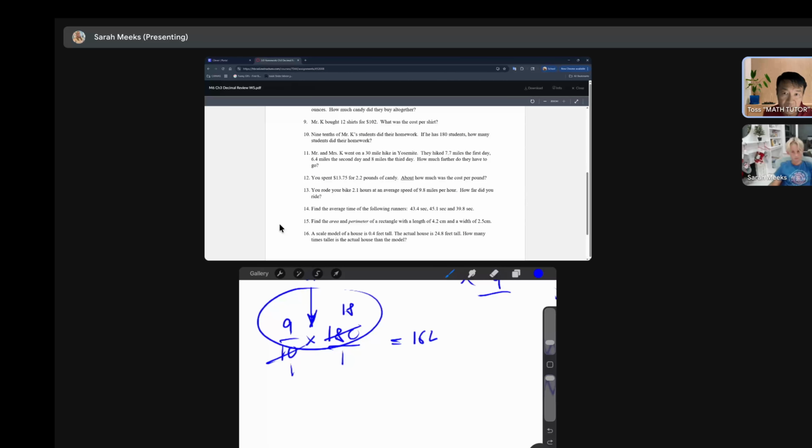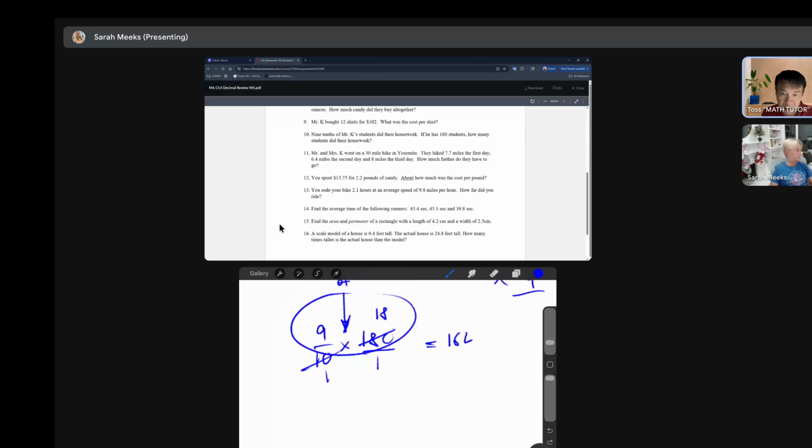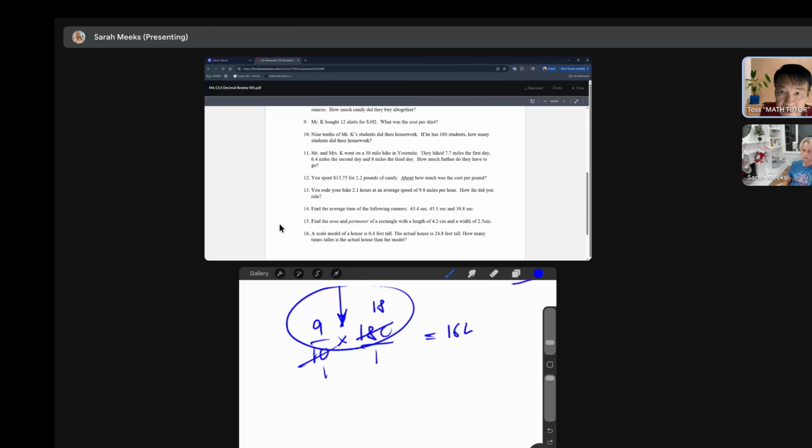But I recommend that if you can cross cancel, you do it instead of multiplying straight across and then dividing by 10. You blow the problem up if you think about it, okay? So that's why you want to cross cancel when you can. Okay, there you go. Good. You got the answer. Good job.